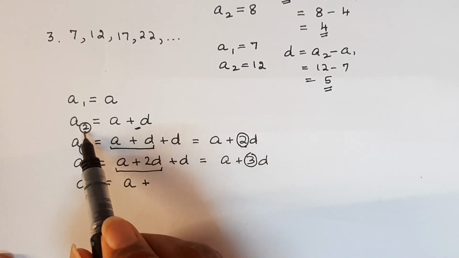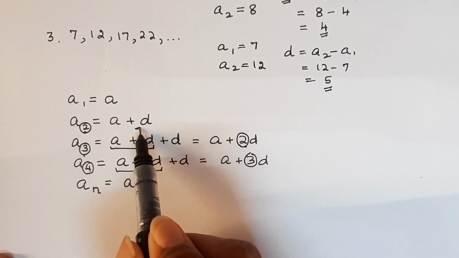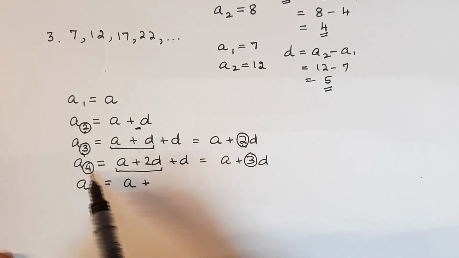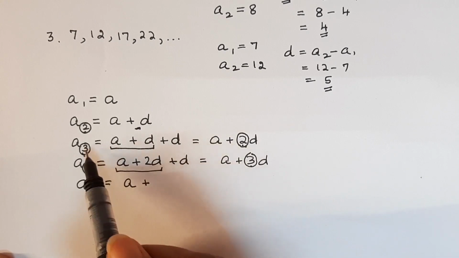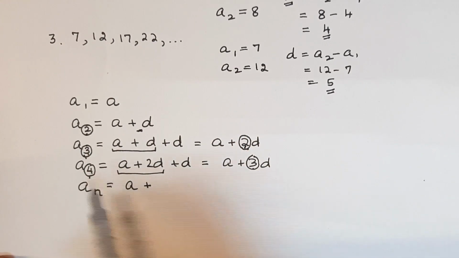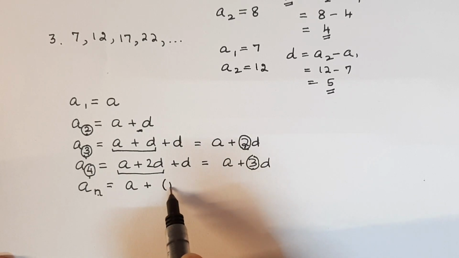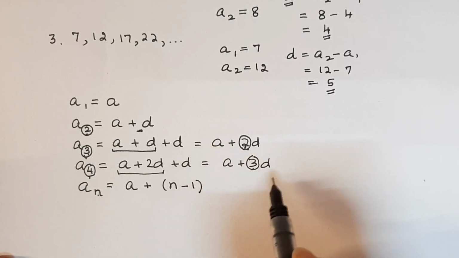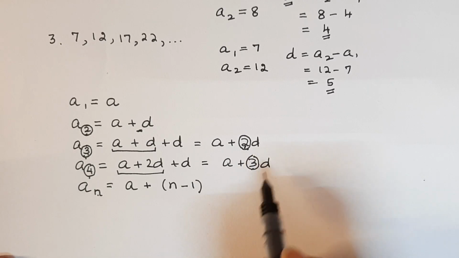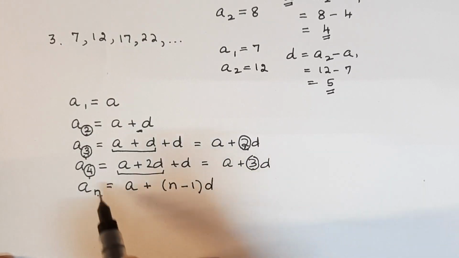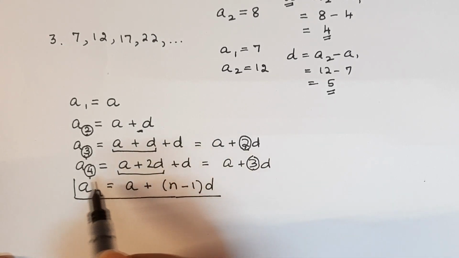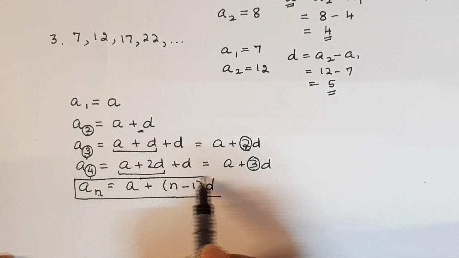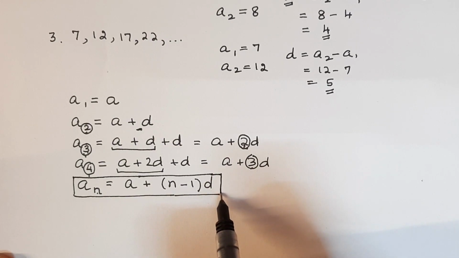How do I get from 2 to 1, from 3 to 2, from 4 to 3? How do we get that? By subtracting 1. 3 minus 1 gives us 2 here. 4 minus 1 gives us 3 here. So n minus 1 will give us n minus 1, and that n minus 1 is multiplied by d. So we come to this, which is the general term of the arithmetic progression.